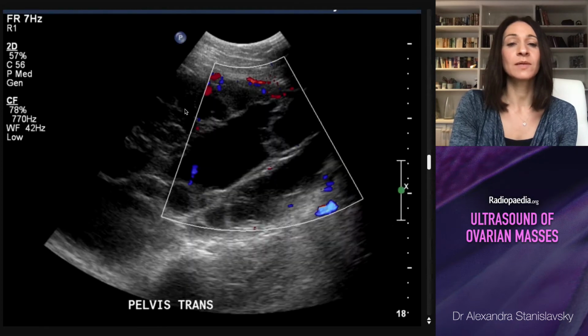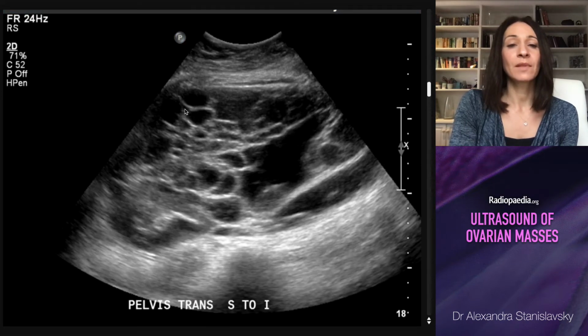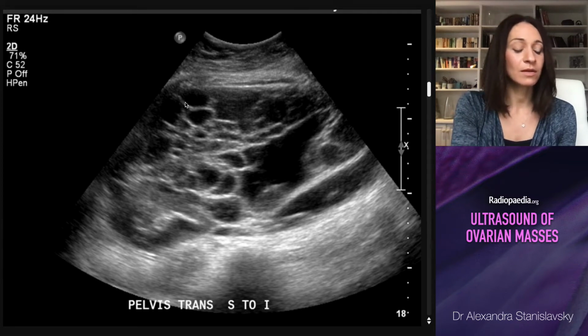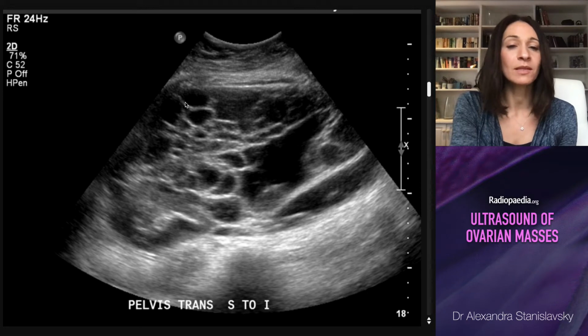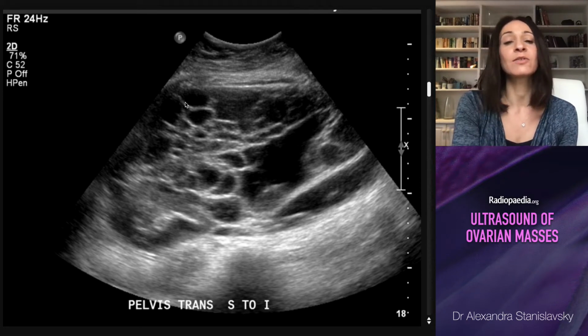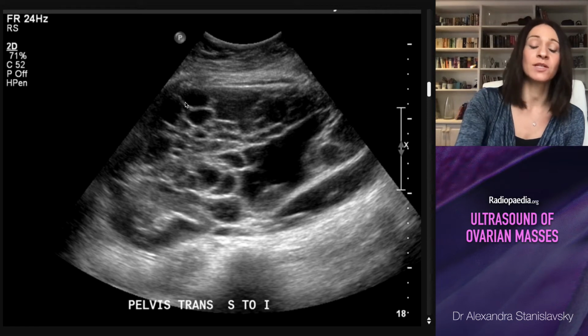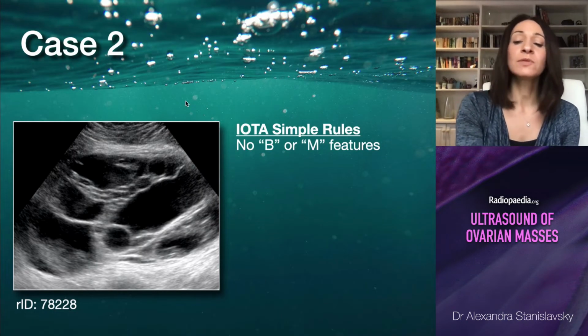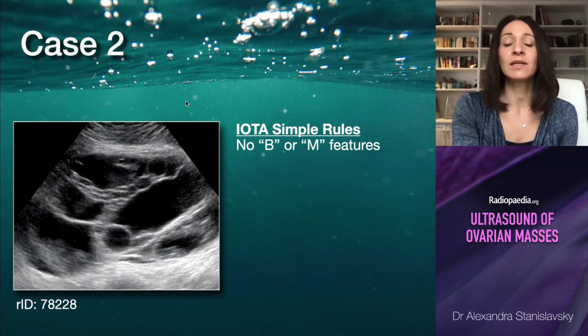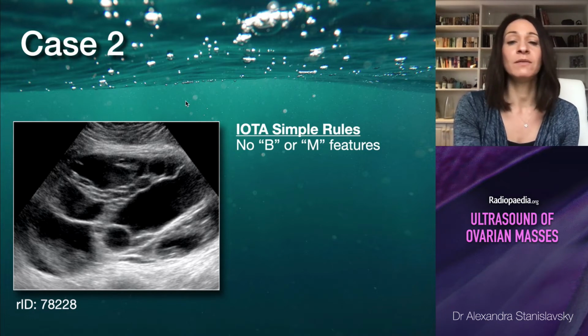So thoughts on this one? I've just gone through the various appearances of cystadenomas, and to me this appearance is very much in that borderline category. There are septations, lots of septations, but nothing else. So if we look at the IOTA simple rules, we're in that inconclusive category. None of the B features and none of the M features apply to this.